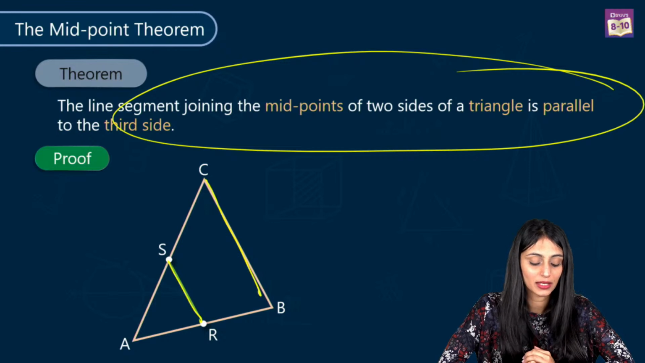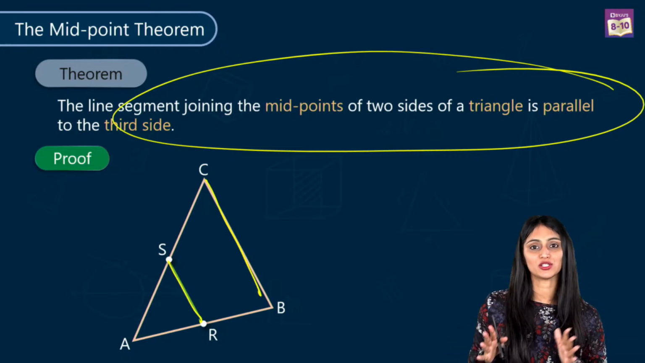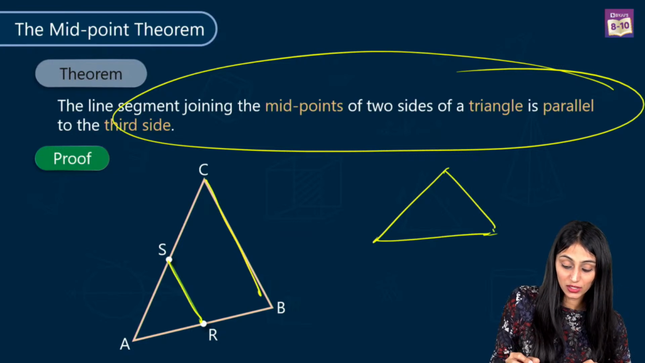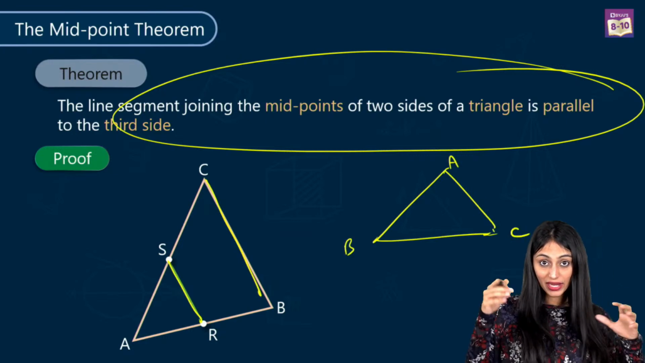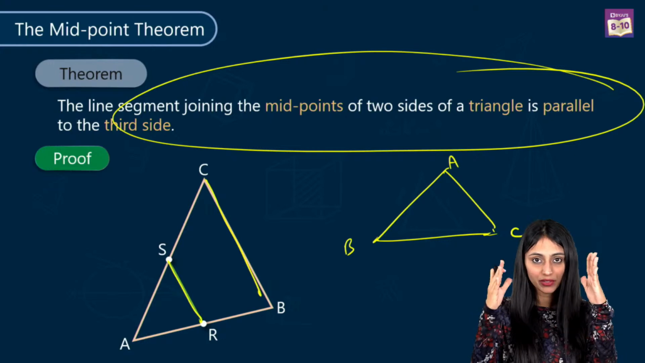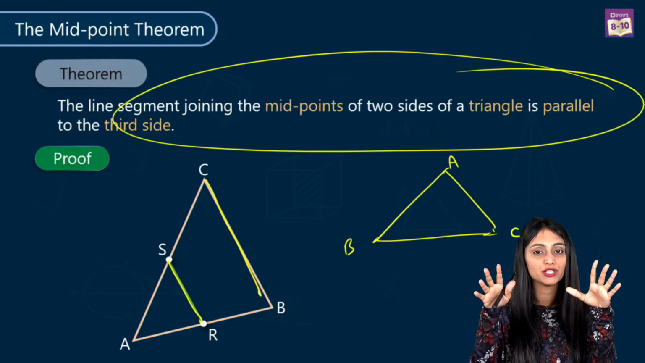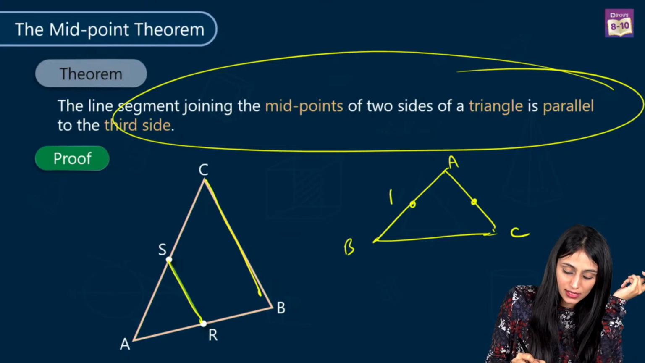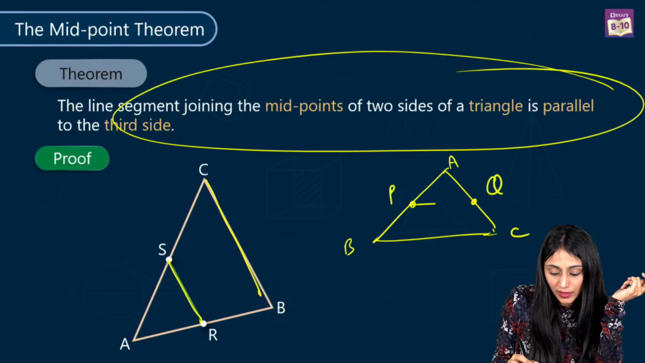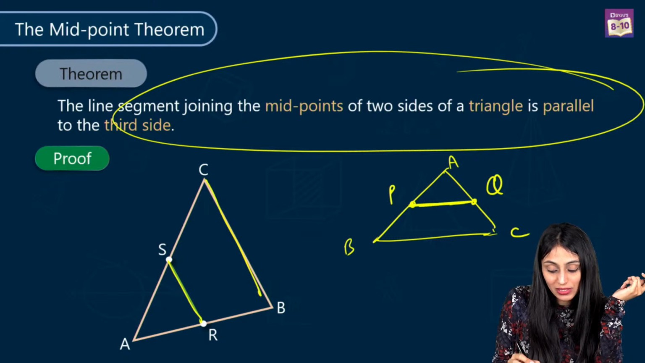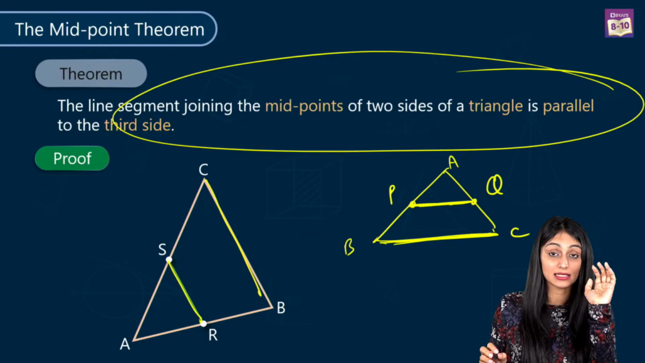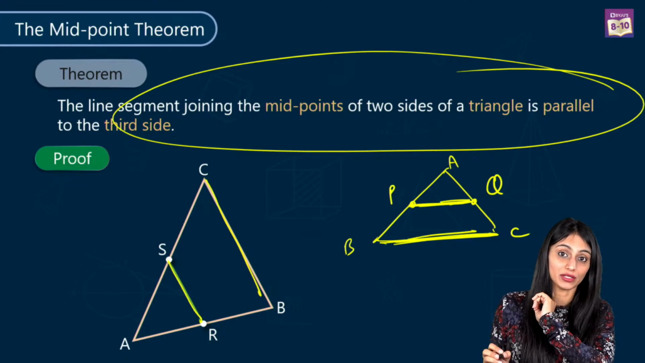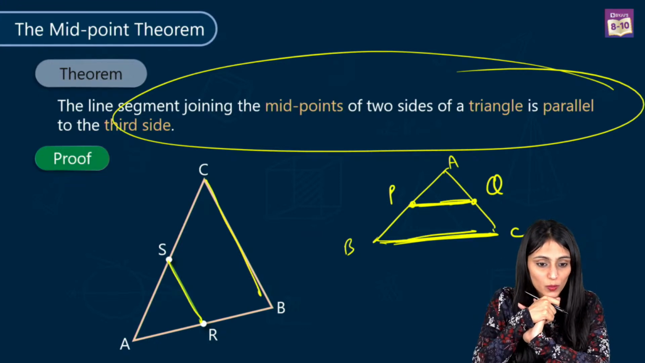You want me to repeat again? Let me just tell you the crux of this theorem, the final result. Suppose you have a triangle. On any two sides, you plot the midpoints. Let's mark them as P and Q. You join them. That joined line will definitely be parallel to the third side. This is what the midpoint theorem says. And this joined line will be half of it. That means PQ will be half of AC also.